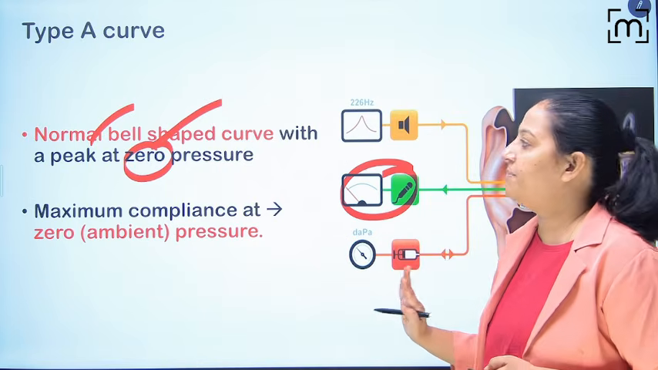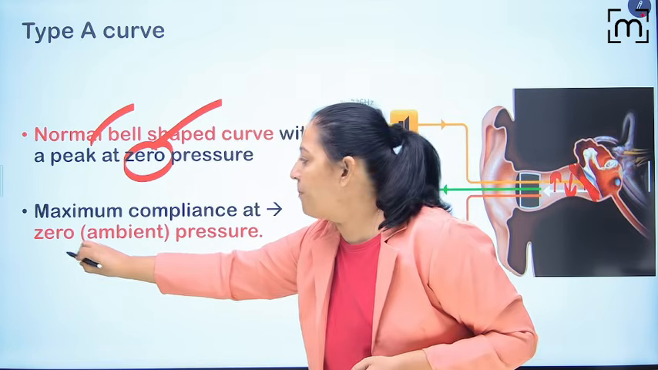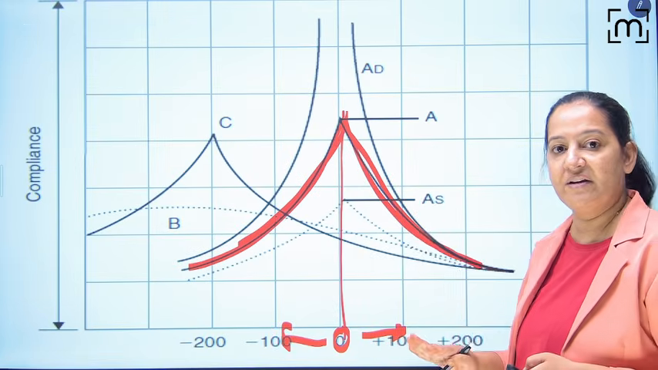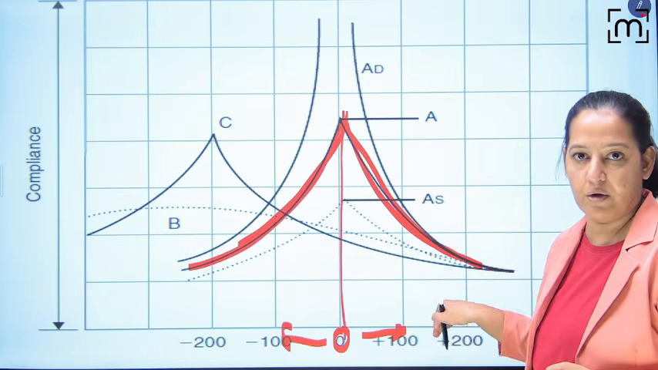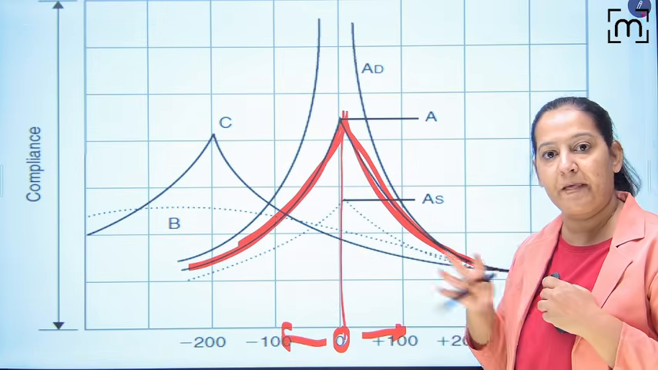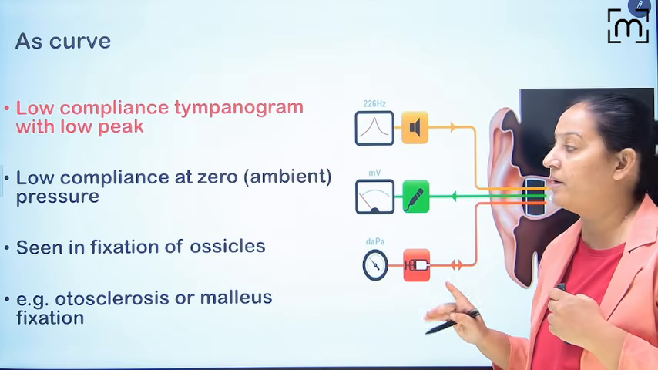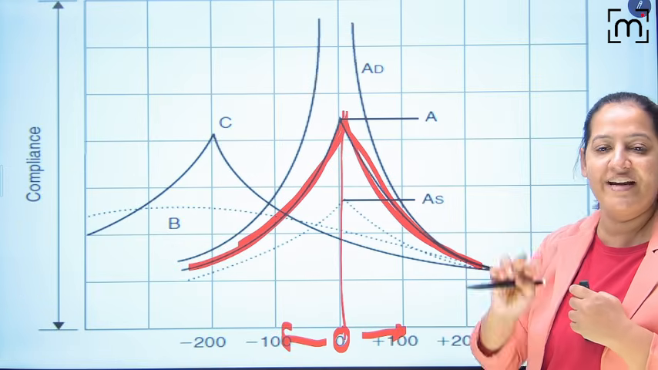So this is bell-shaped. Maximum compliance at 0, and on increasing as well as reducing, the compliance falls. So if you do my tympanogram, it will be like this. Okay, so this is normal. What is AS and AD? The 2 variants of A.